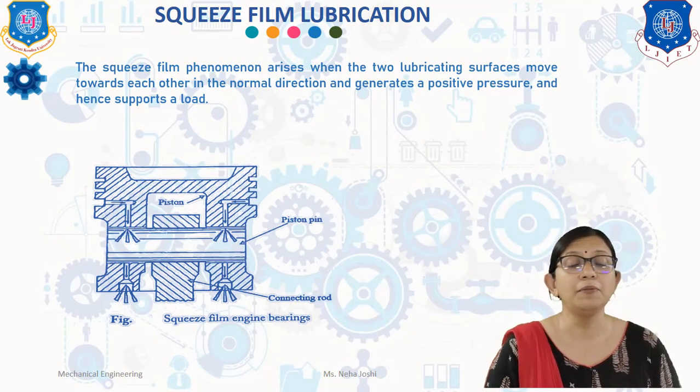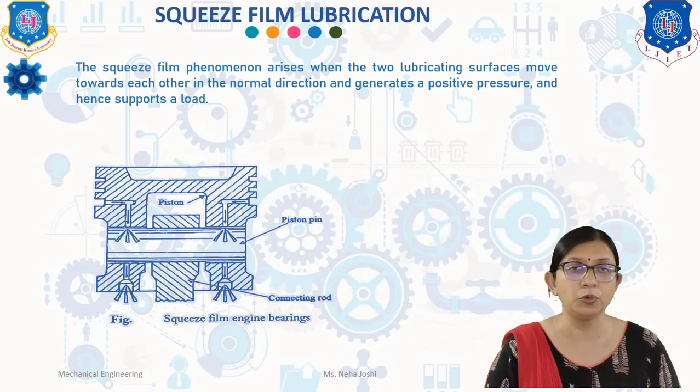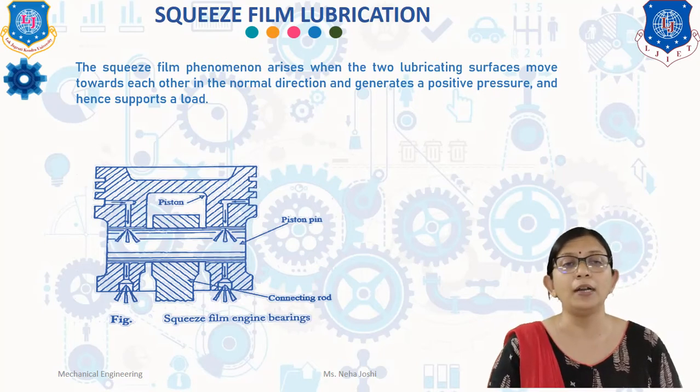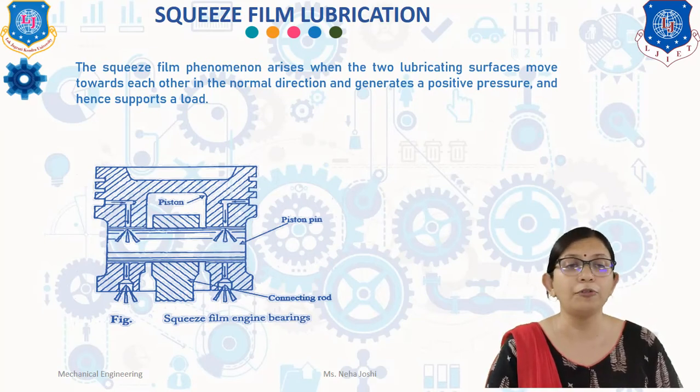Now, squeeze film lubrication also occurs in the piston ring assembly of the IC engine. The piston ring assembly provides a mechanism to seal the combustion gases passing from the cylinder to the crankcase during the power and compression stroke. But the piston cannot be designed to have a tight fit, as friction would increase and lead to a tremendous amount of wear in a very short span of time.